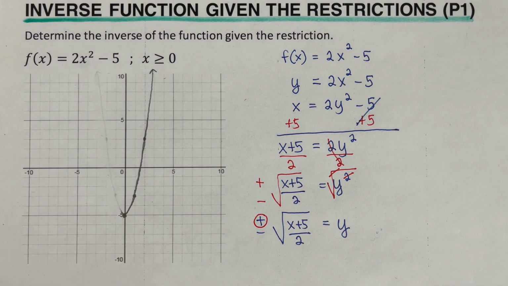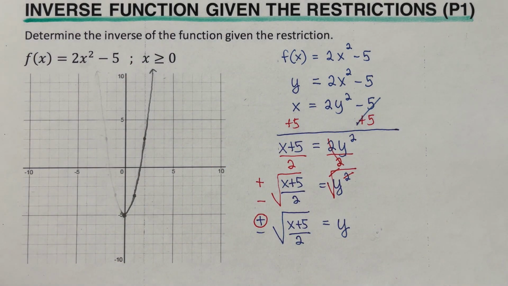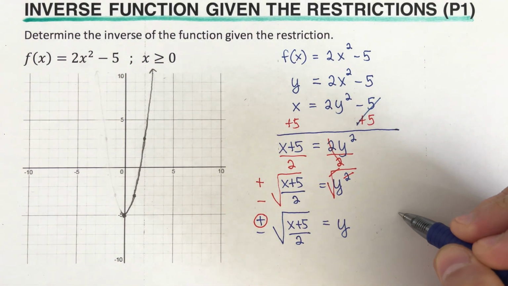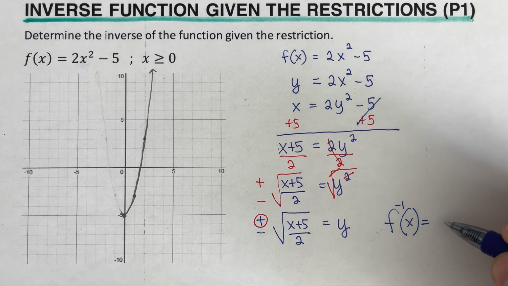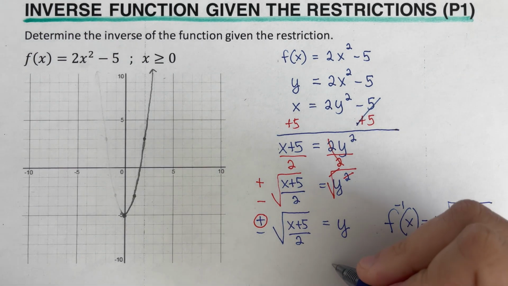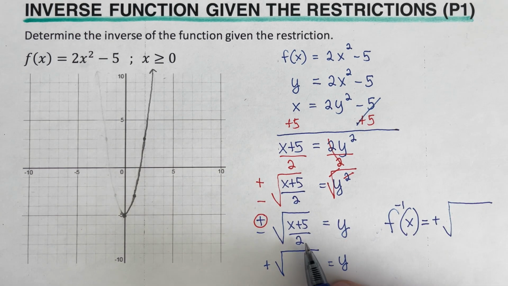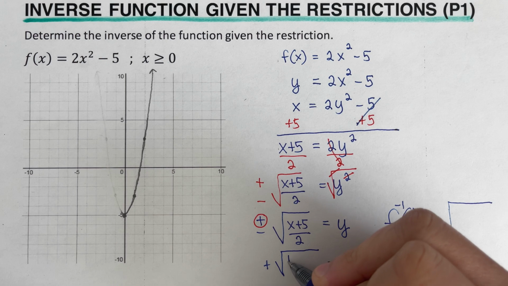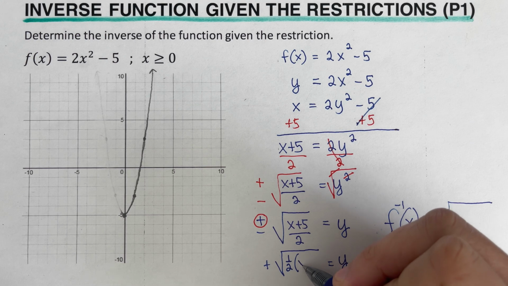Now we're ready to move on to the third step. The third step is to replace the y of the equation solved in step 2 with f negative 1 of x, so that we can finally write the inverse as f of negative 1 of x is equal to the positive square root of, and we can actually simplify this. We can also rewrite this as y is equal to the positive square root, and we take the 1/2 out, so we factor it out, so that it's going to be in graphing form, that would be 1/2 x plus 5.